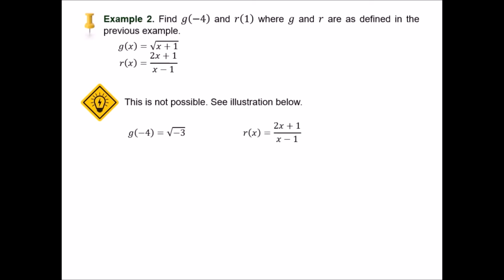As for the second example, we have r of x equals 2x plus 1 all over x minus 1. We substitute 1 for x. We have 2 times 1 plus 1 all over 1 minus 1. Now we have 2 plus 1 all over 0. And as we know, by the basic rules for division, we are not allowed to divide by 0. This is what we call an undefined quantity.